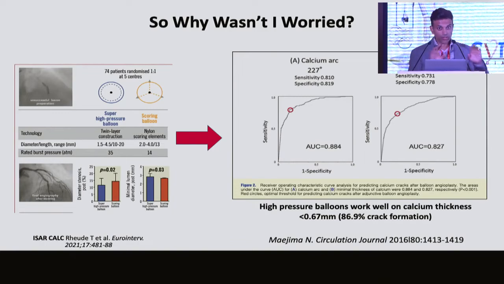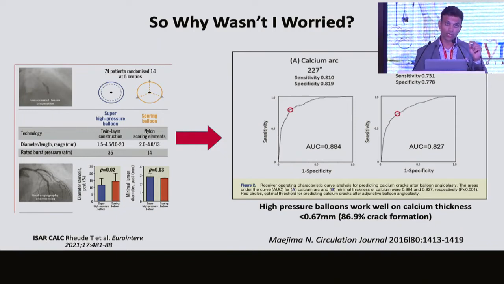So you actually need enough arc of calcium to be able to impact multiple sides, because remember what you're trying to create is cracks in different places. When you impact multiple sides, you create fulcrum cracks. You create multiple stress points. And what you need to know is that your calcium needs to be less than 0.67 millimeters thick.